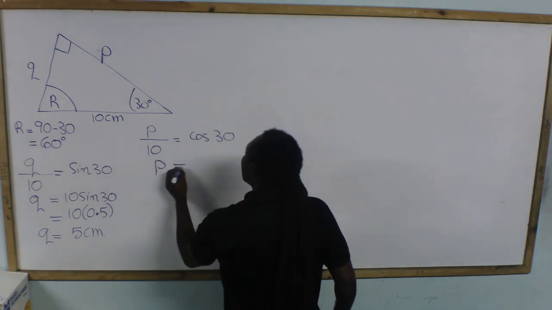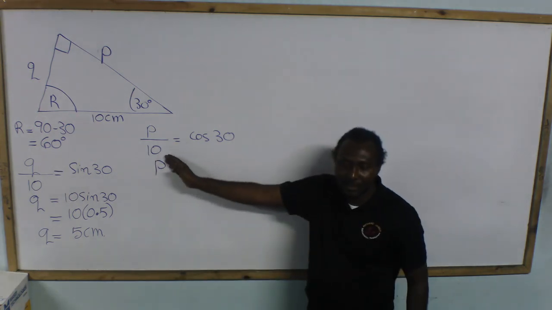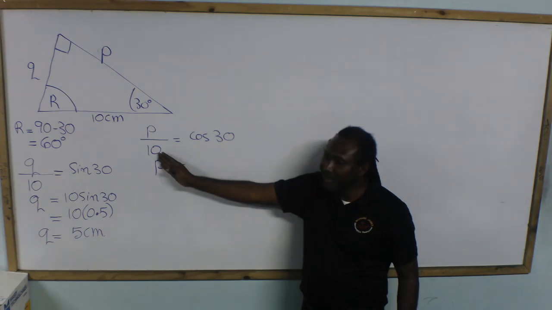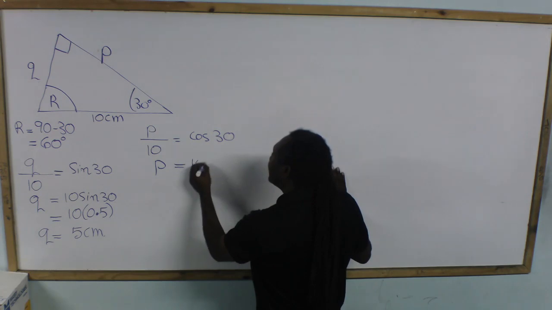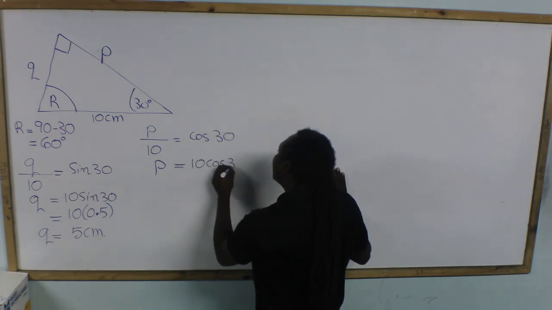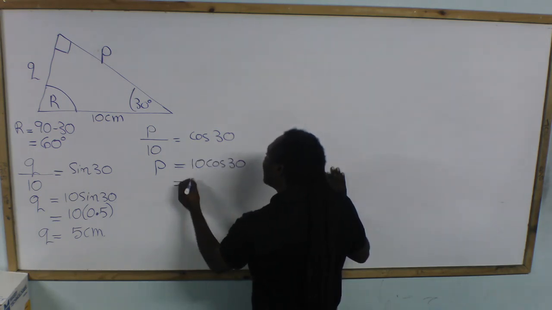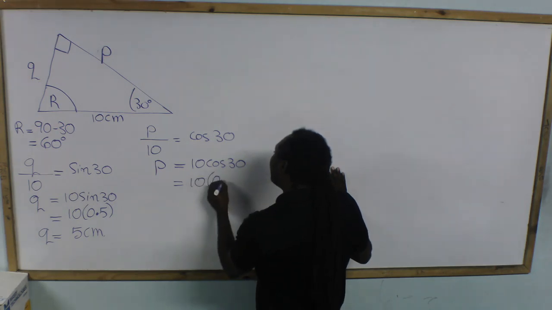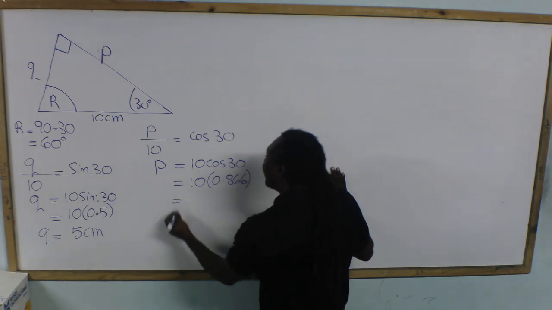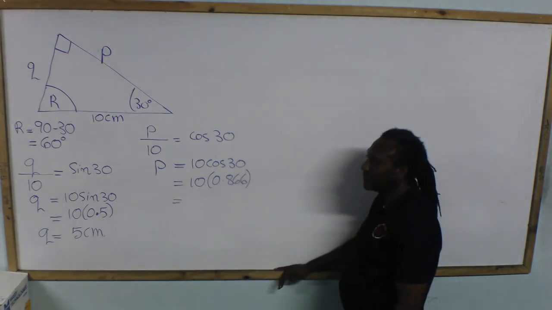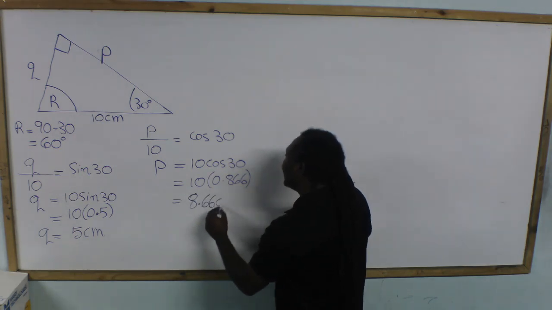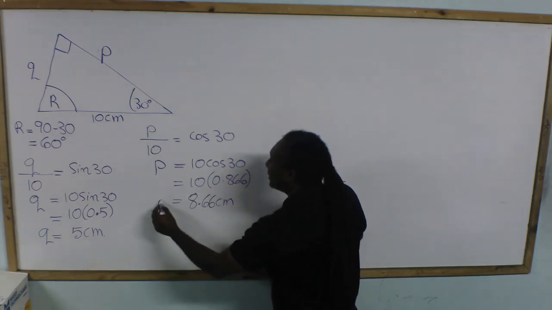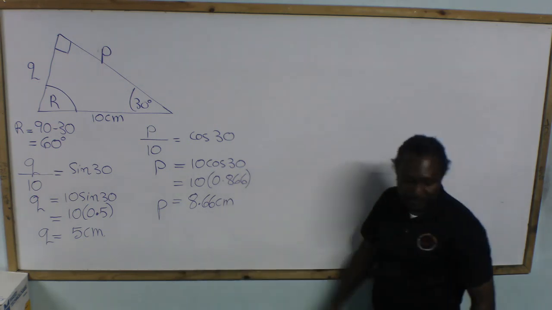So P over 10 is equal to cosine of 30. We are dividing by 10 here, so we eliminate this 10 by multiplication. So we have 10 times cosine 30, which is 10 times 0.866, and that is equal to 8.66 centimeters, and that is what P is equal to.